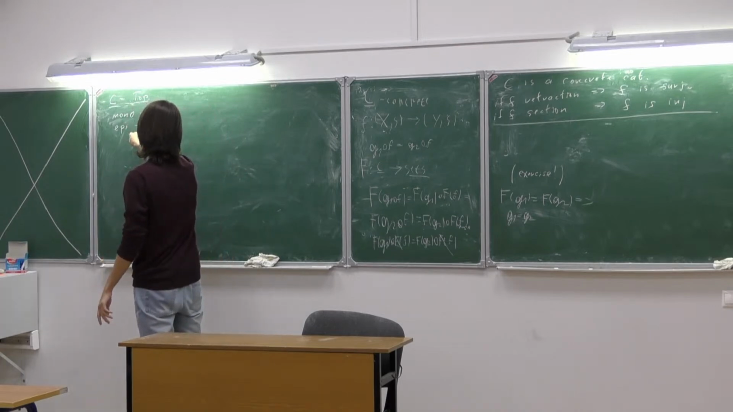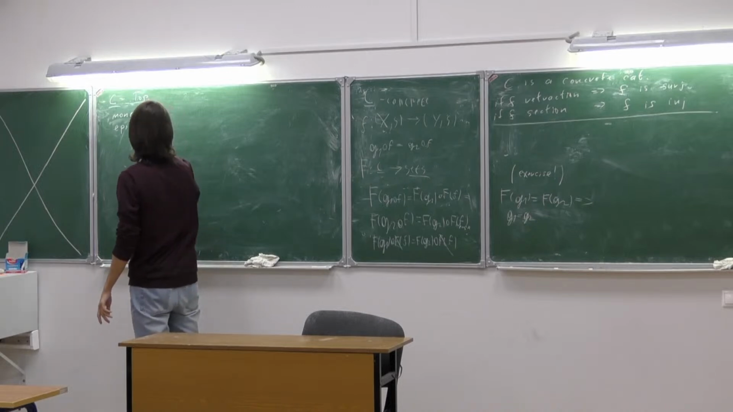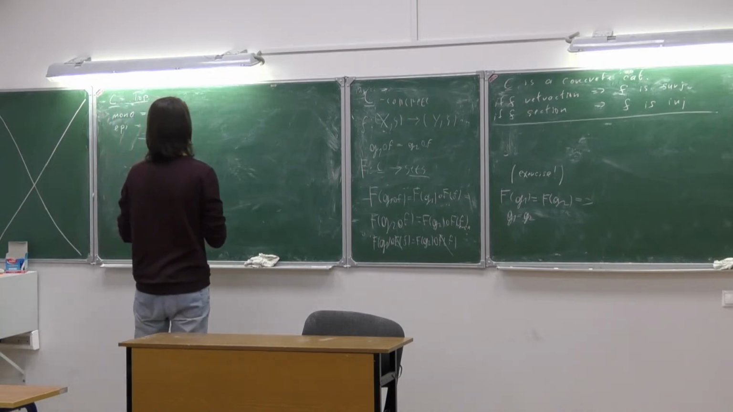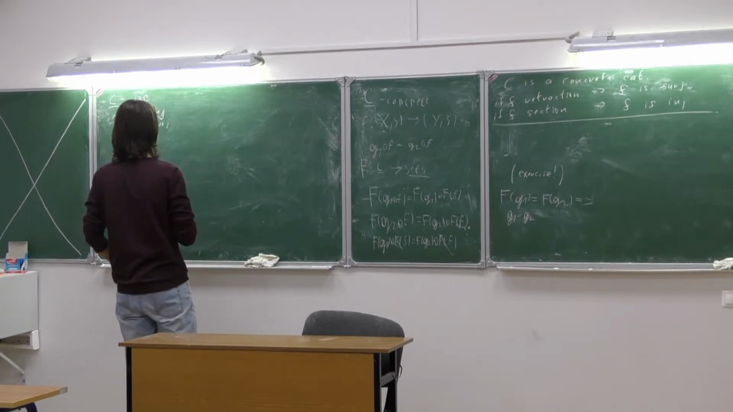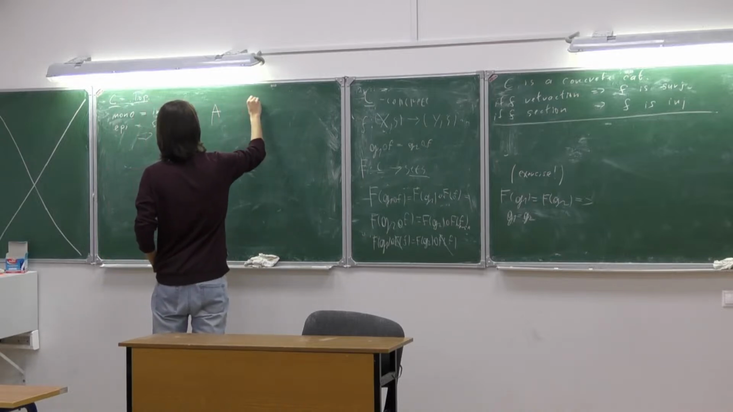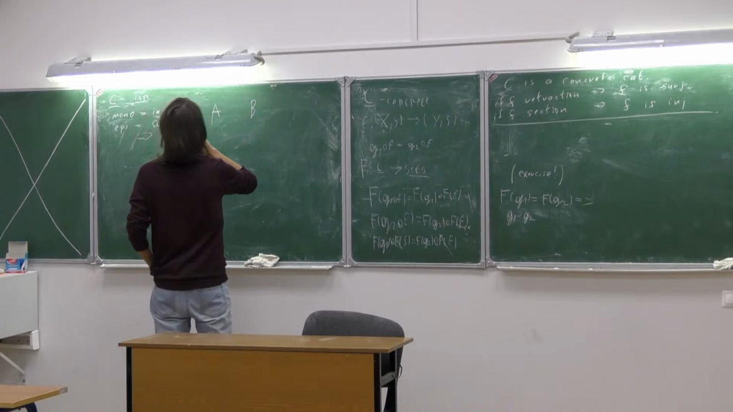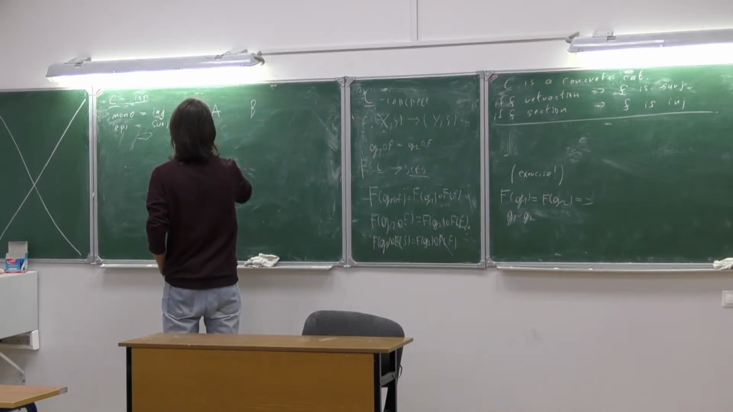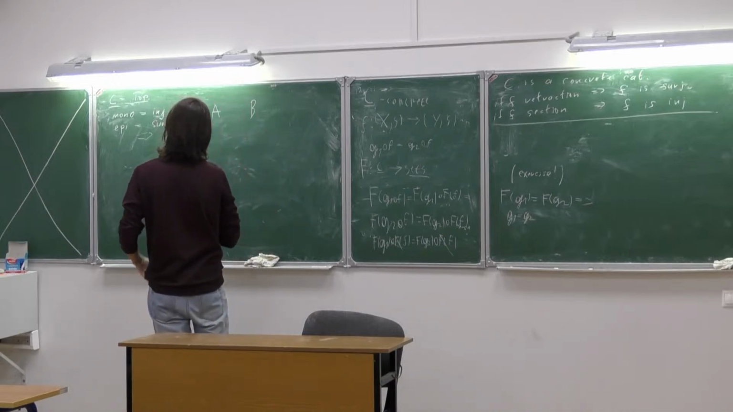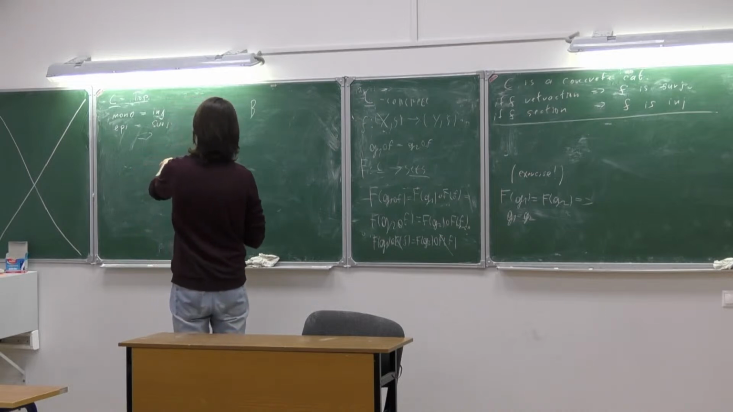So we need to prove it. Since this is concrete, we know that every surjective map is epi. So epi is surjective. So we want some topological space, and we want to show some map that is not surjective and not an epimorphism.